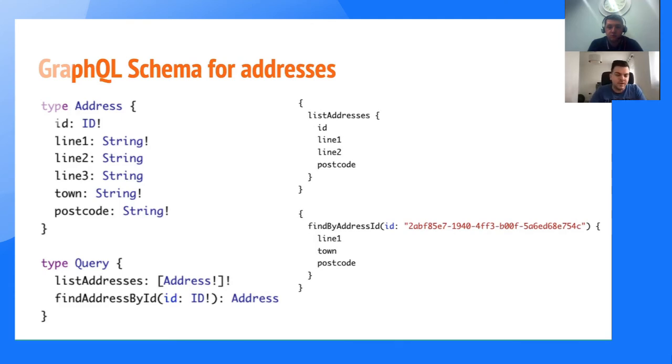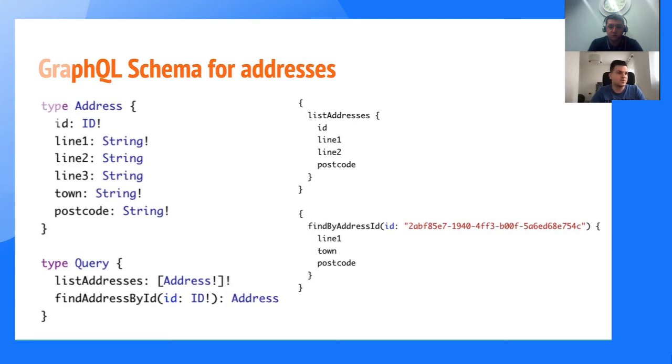If you ask for line 1 for an address, it will be there. And if we go down to the queries, we can see that there are 2 queries. One is called list addresses. It's going to return an array of addresses. It has 2 exclamation marks because the first one means that every item in the array will be an address and it cannot be null. And the second one, the outer exclamation mark, means that the list addresses query must return, and will return, an array, not a null.